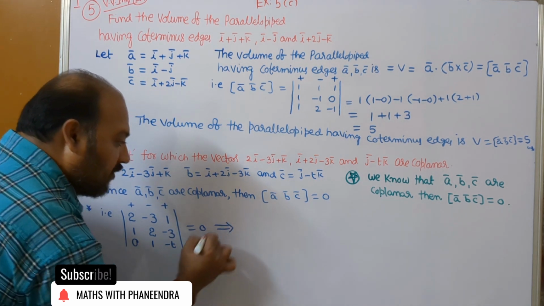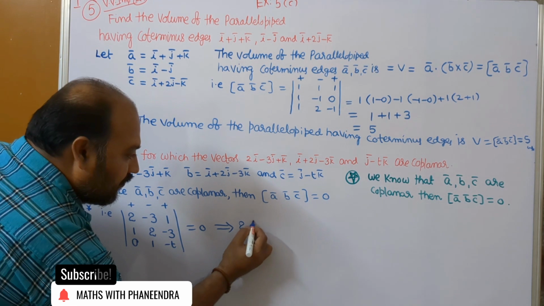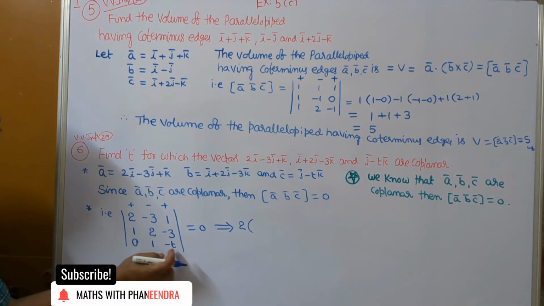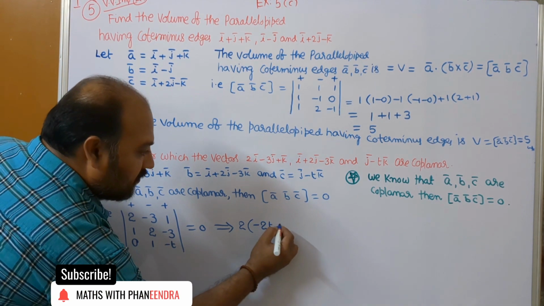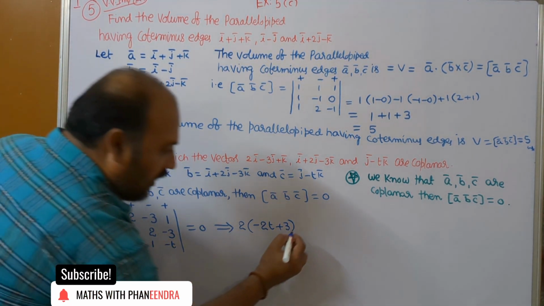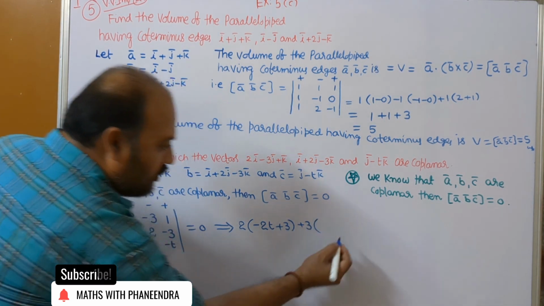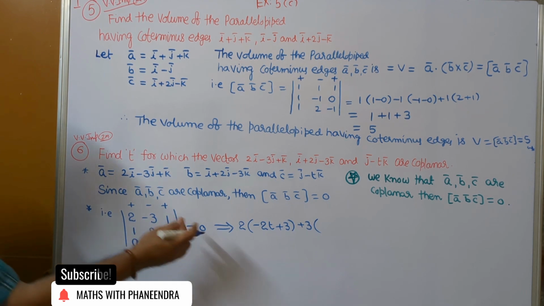Now we will simplify. So 2 into minus 2t plus 3, minus into minus plus 3 into minus t plus 0.